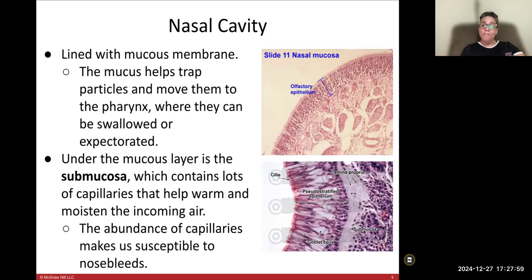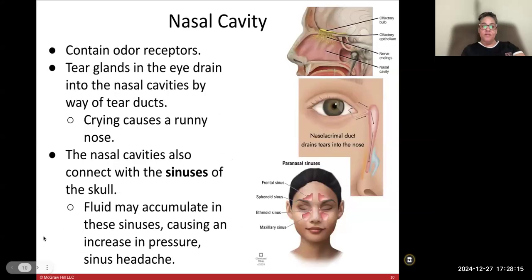Under the mucus layer is the submucosa, which contains a lot of capillaries that help warm and moisten the incoming air. The abundance of capillaries makes us susceptible to nosebleeds. They're very, very thin and fragile. The nasal cavity contains certain odor receptors. Tear glands in the eye drain into the nasal cavities by way of tear ducts. That's why crying will cause a runny nose.